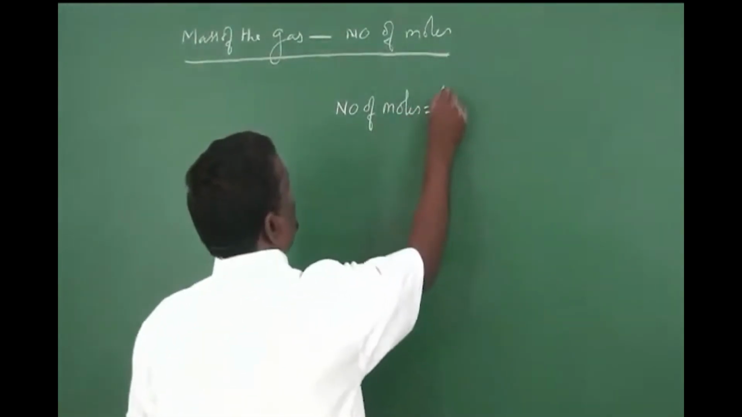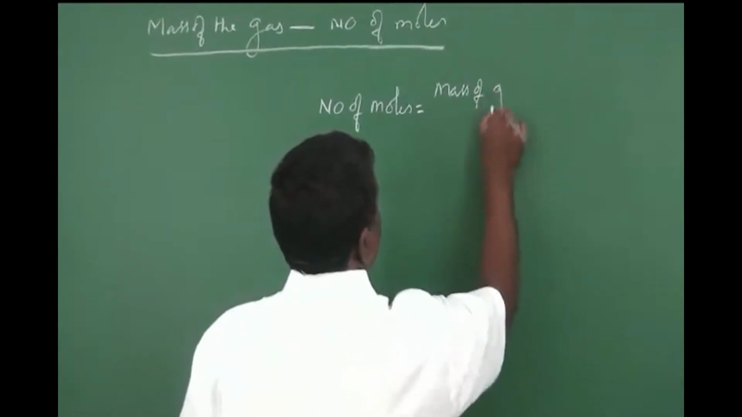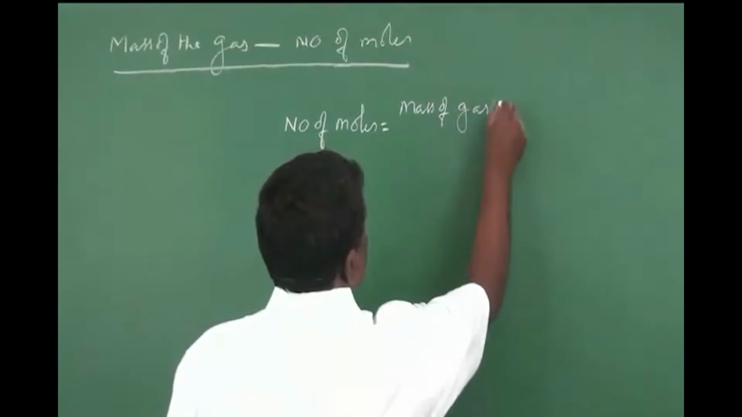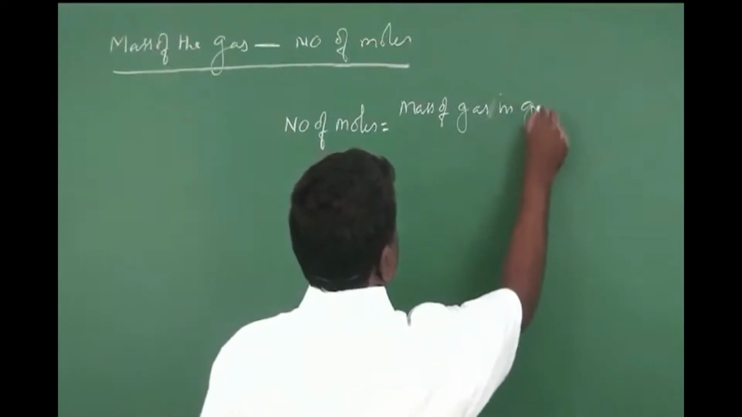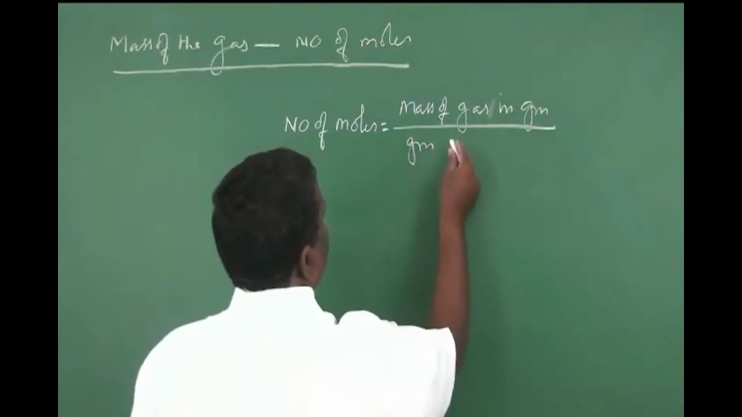Number of moles is equal to mass of gas in grams by gram molecular weight.